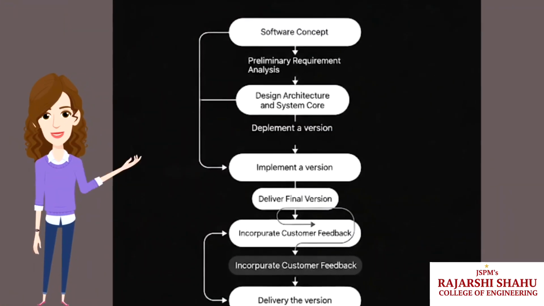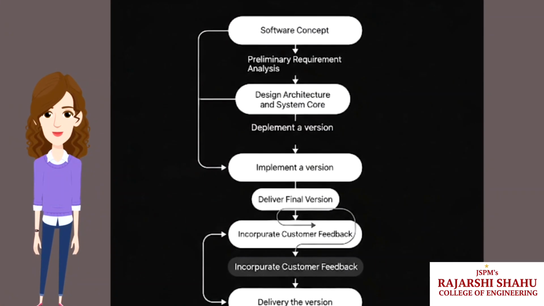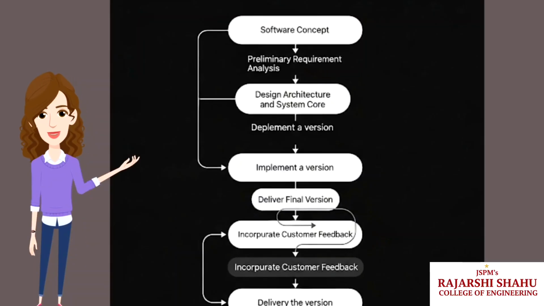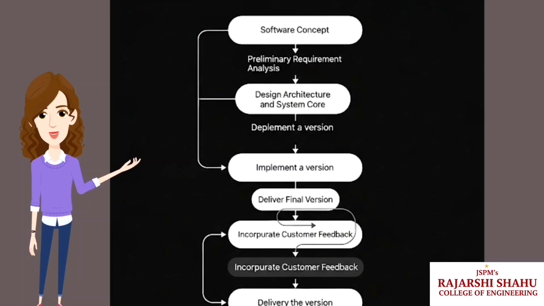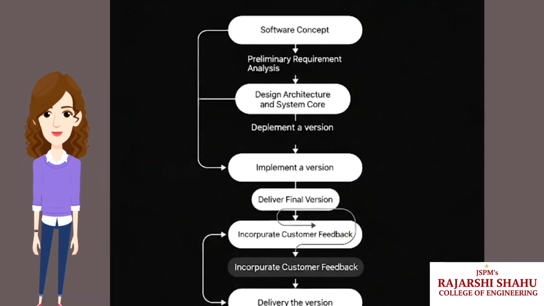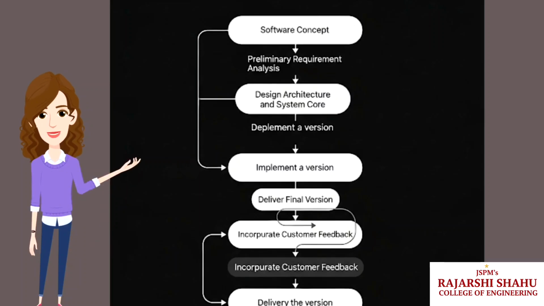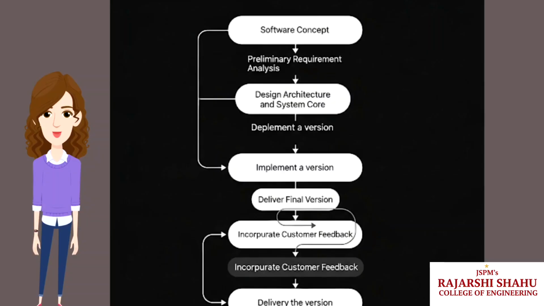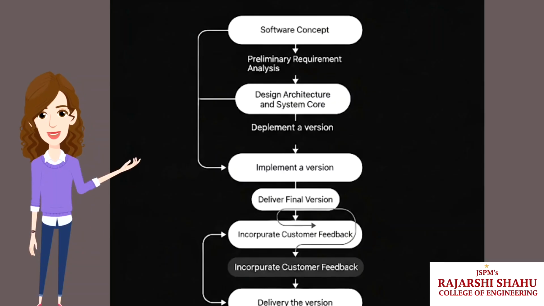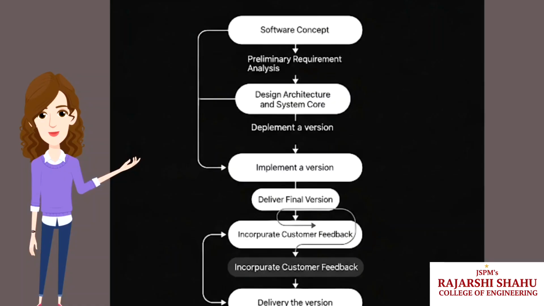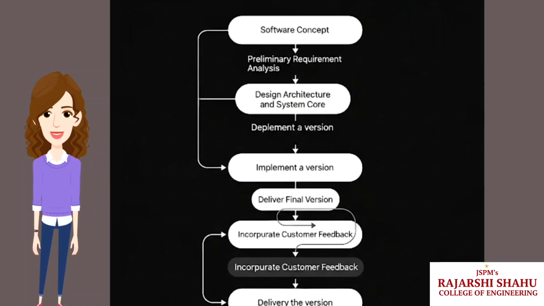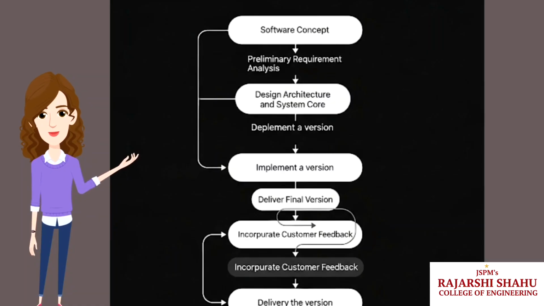The process begins with defining the software concept, followed by a preliminary requirement analysis. Next comes designing the architecture and system core. A version is then developed, implemented, and refined into the final version. Customer feedback is incorporated to make improvements, and the updated version is delivered for use.